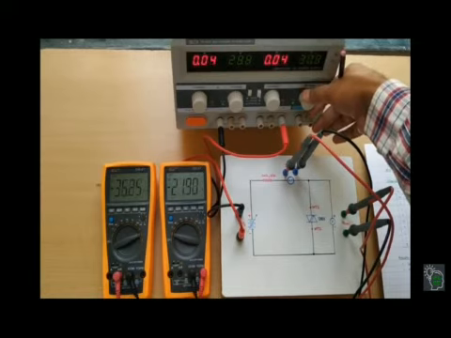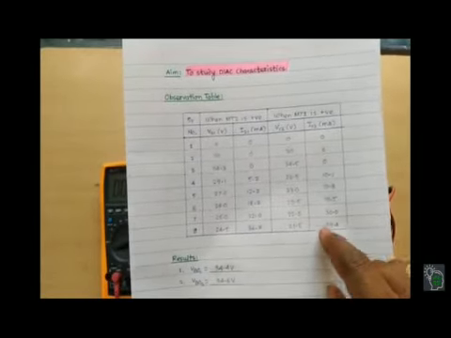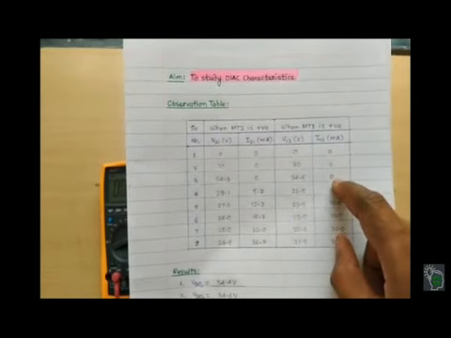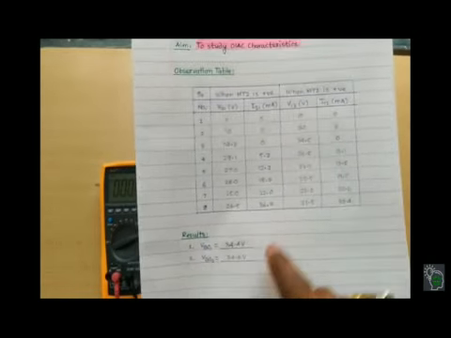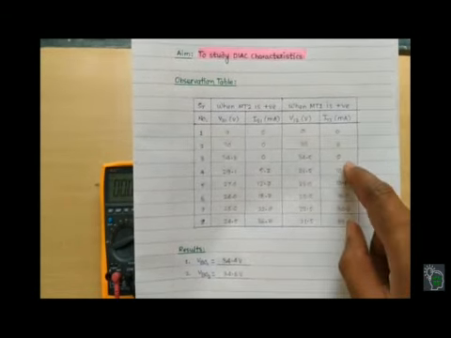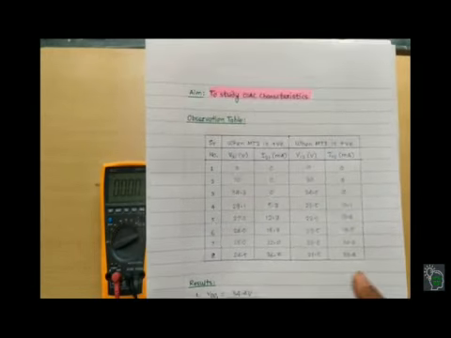The characteristics are the same for MT1 and MT2. By using these two observation tables, we draw the graph as the VI characteristics of the DIAC.